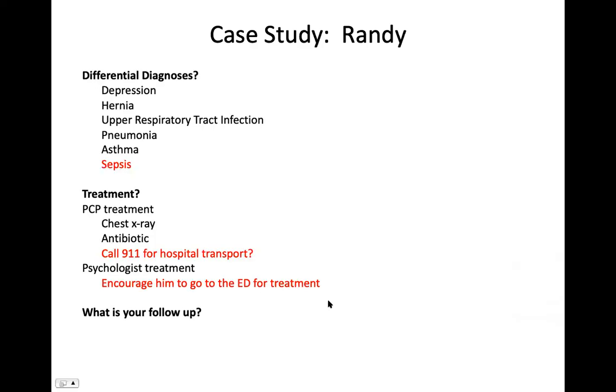So my differential diagnoses were depression, hernia, upper respiratory tract infection, pneumonia, asthma. He has a history of asthma. That's why I put it in there, but I didn't tell you that. So shame on me. But I would also say sepsis. Okay. Now, Randy refused to go to the hospital. I said, Randy, how about if I call EMS? No, I don't want you to do that. How about if I take you to the hospital? He goes, no, I don't want you to do that.